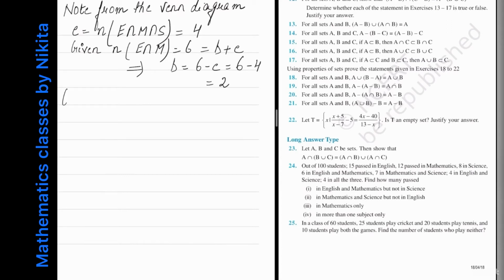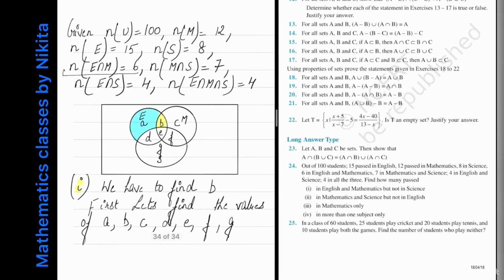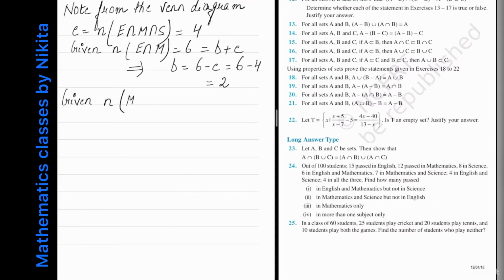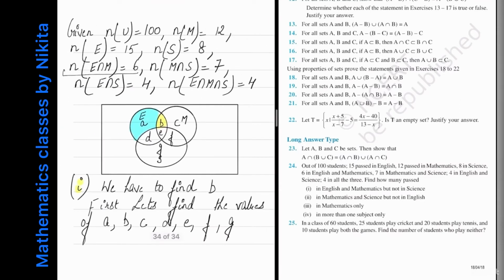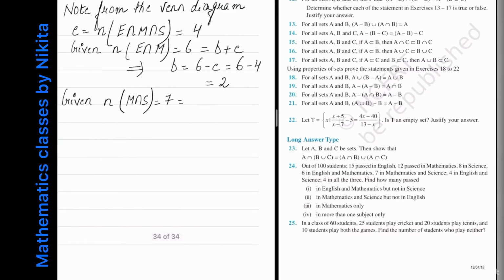Now next it is given that n of M intersection S is 7. Now let's see what is M intersection S in the diagram. Now M intersection S is basically this portion, E plus F. So this is equal to E plus F, and from here you get that F is equal to 7 minus E, which is equal to 7 minus 4, which is equal to 3.